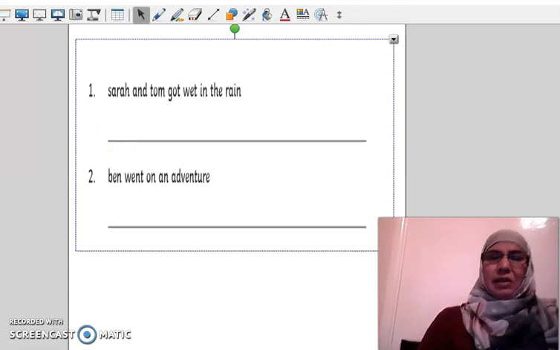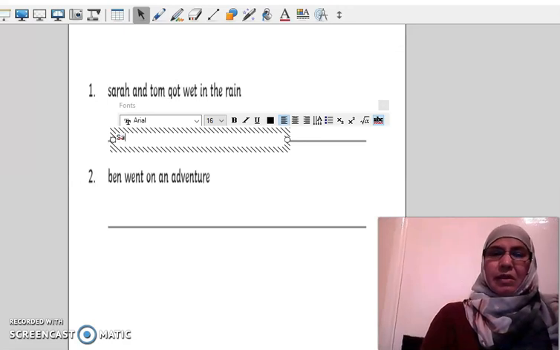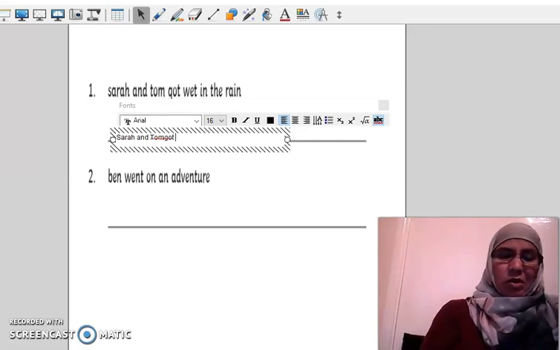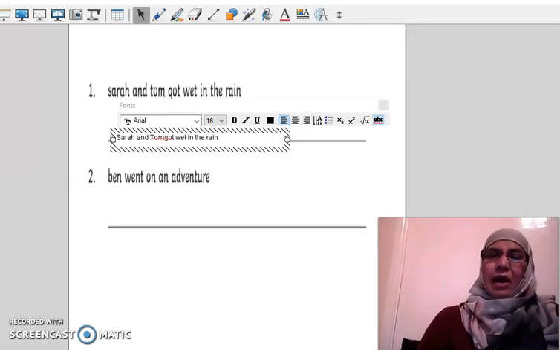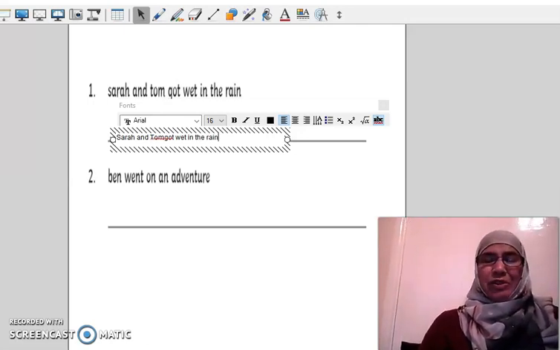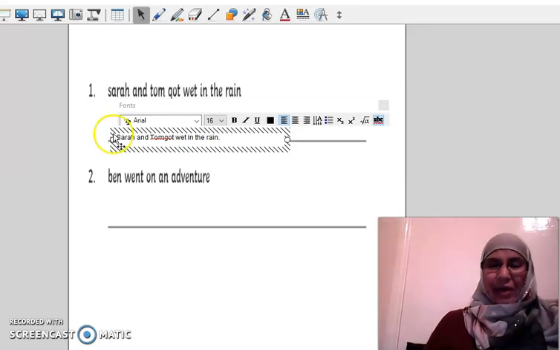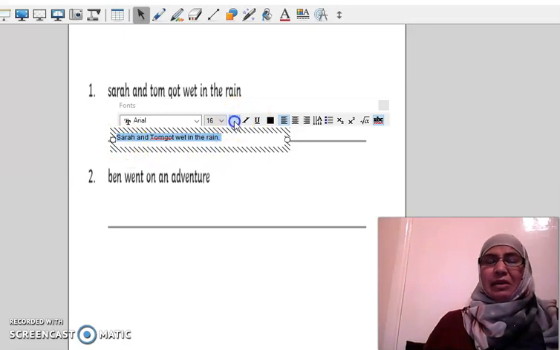So, and capital T for Tom, got wet in the rain. Now after rain I need to put a punctuation mark in there because it's the end of a sentence, so I'm going to put a full stop there. Please make sure all your sentences have a full stop at the end. It's important because it helps the reader to know that they have actually come to the end of a sentence.